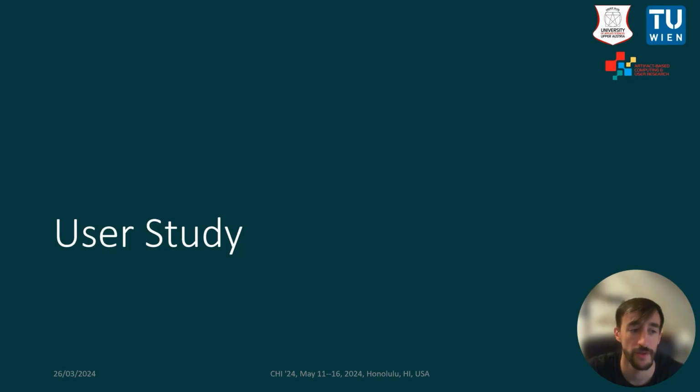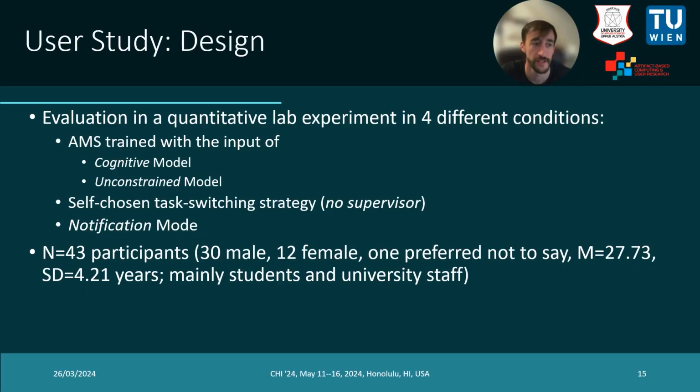Finally, we can talk about the results of our user study. Before that, we have to talk about the design. We used a quantitative lab experiment in 4 different conditions. 2 times our supervisor, 1 time trained with our cognitive model, and 1 time trained with an unconstrained model. Therefore, this model learned a superhuman performance.